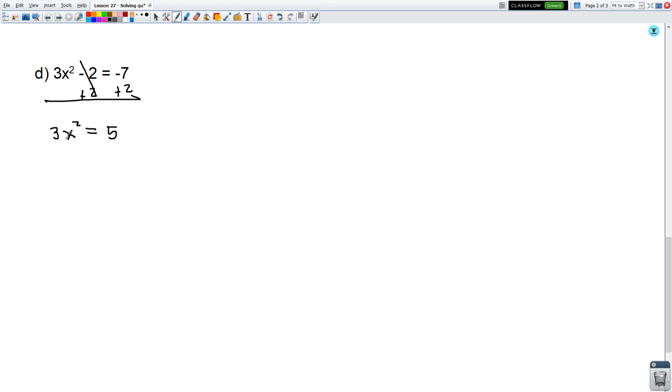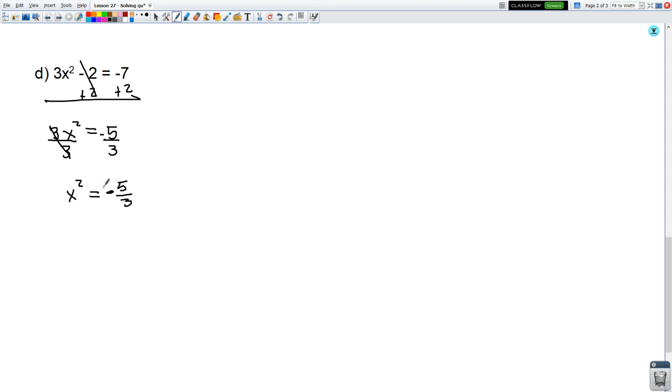All right, so do we take the square root right here? Is it okay for us to take the square root right here? No, it's not okay, because before we take the square root, we need to make sure that the x squared is isolated. So in order for us to isolate the square, we're going to divide by 3 first. So now you have x squared equals negative 5 divided by 3. Negative 7 plus 2, this is negative 5, over 3.